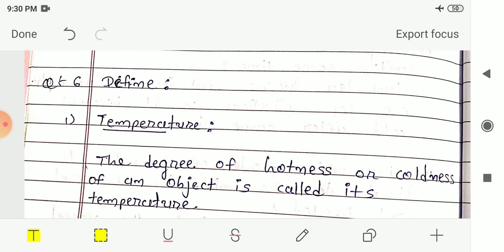So we had seen that the degree of hotness or coldness of any object is called its temperature. And whether an object is hot or cold, you can say it by measuring its temperature. And we can increase the temperature of a substance by giving heat to that substance. And we can decrease the temperature of that substance by absorbing the heat from that substance.